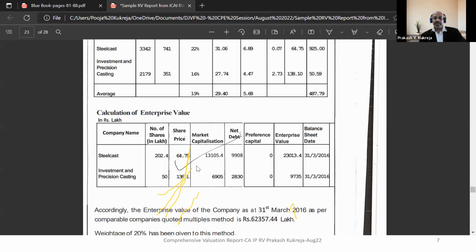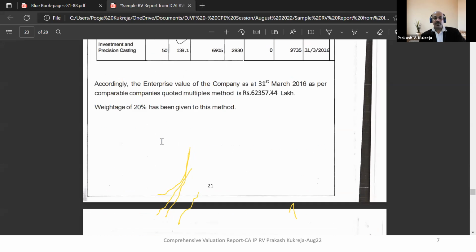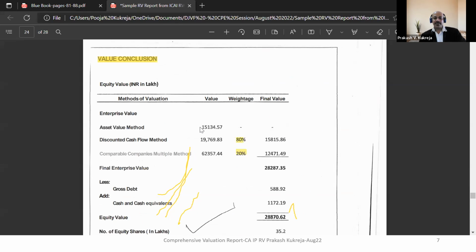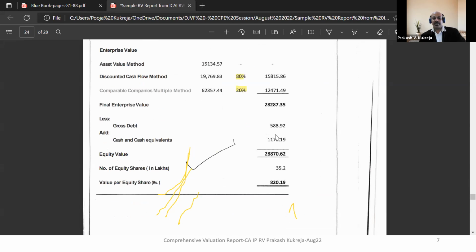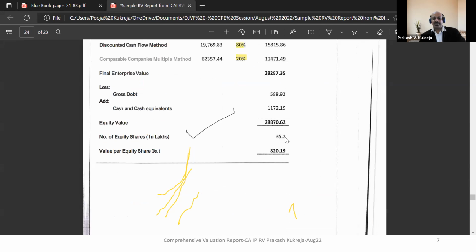Then calculation of EV over here, which we discussed, and then conclusion. So enterprise value as per NAV is 15,000, discounted is 19,000, again the 80% of that, and then comparable company method is 62,000. Again, this is all in lakhs, so 20% of that. So the total value is 28,000 lakhs, right? And they subtracted the debt and the cash equivalent.